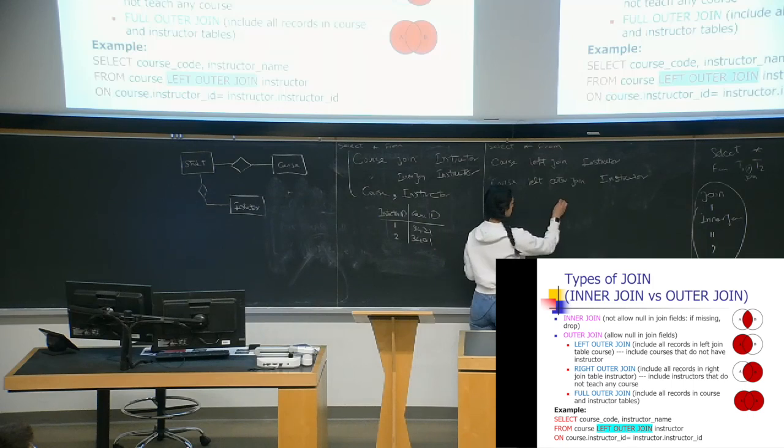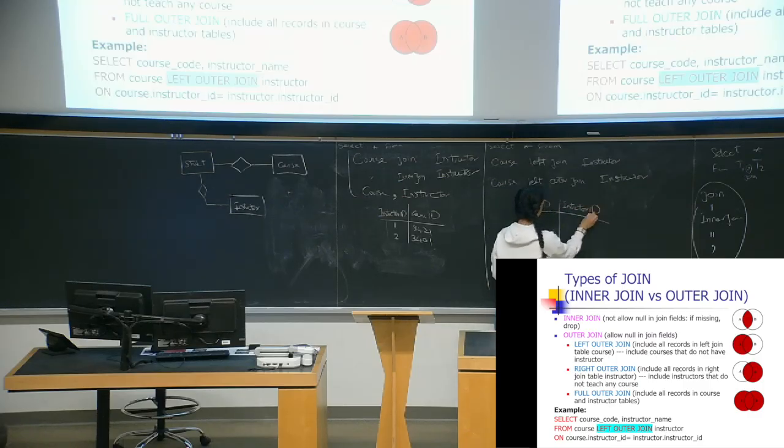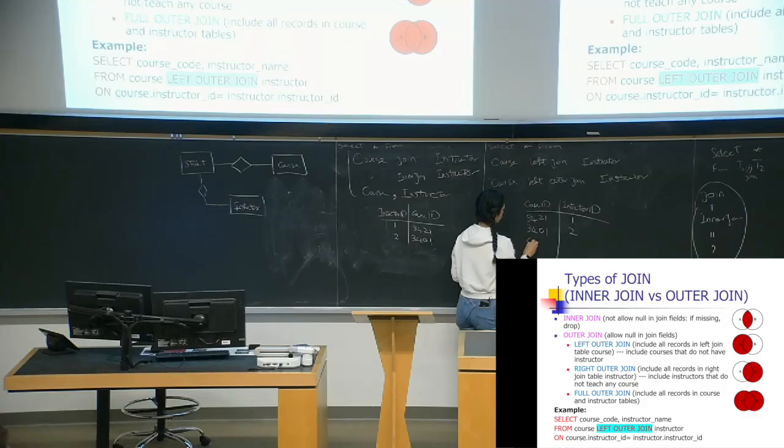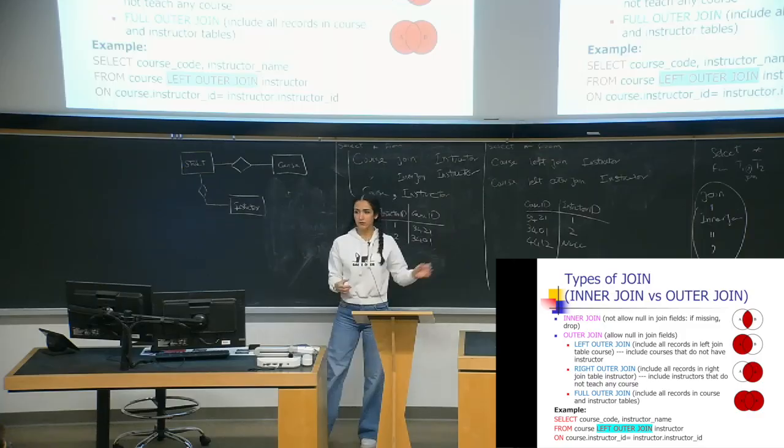So in the result, let's say you have course ID and instructor ID, and you have 3421 with instructor ID 1, 3401 with instructor ID 2, and then you have course 4412 for which you do not have any instructor. Is this allowed?